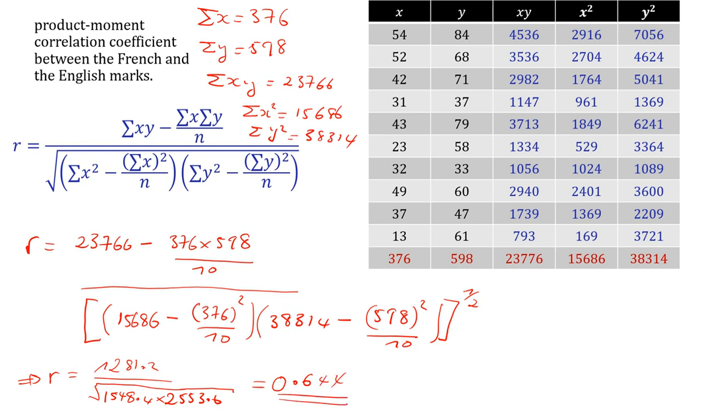So that value is too far from 1. So it definitely tells us that the relationship between x and y is not that strong. So that's the product moment correlation coefficient for this data. Okay, so let's go to the next question.